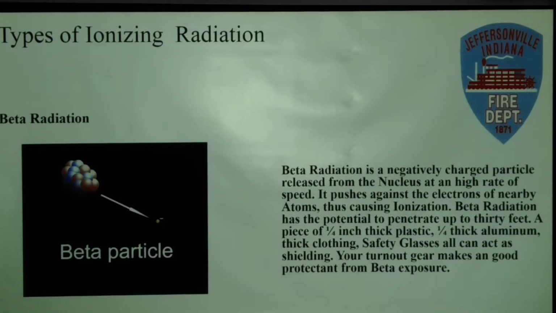Beta radiation is a negatively charged particle released from the nuclei at a high rate of speed. It pushes against the electrons of the nearby atoms, thus causing the ionization. Beta radiation has the potential to travel up to 30 feet. A piece of thick plastic, thick aluminum, thick clothing, and thick safety glasses all act as shielding. Your turnout gear makes a good protection against beta exposure.